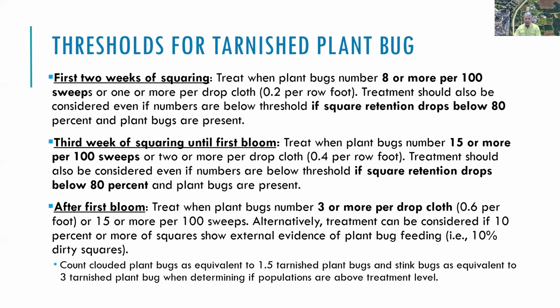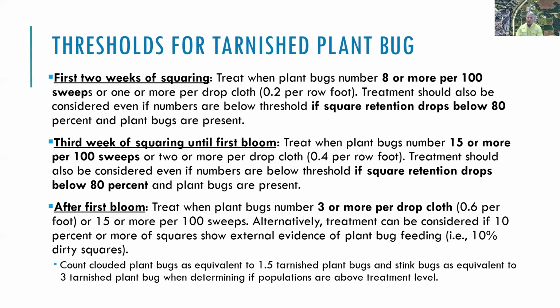Now, anytime prior to bloom, we'd recommend reducing our treatment thresholds if your square retention is dropping too severely. So anytime you start getting in that 80–85% square retention range, I would not tell you to totally disregard these thresholds on this screen, but I would consider reducing those thresholds or cutting them back maybe 30, 40, even 50%, depending on what your square retention is. If you have very, very poor square retention, you almost need to get on a scheduled spray and try to build that square population back up.